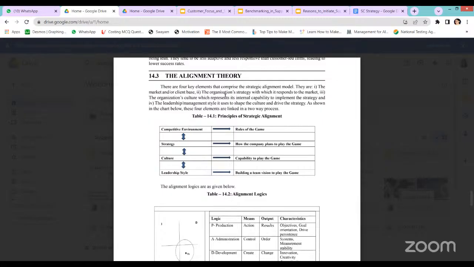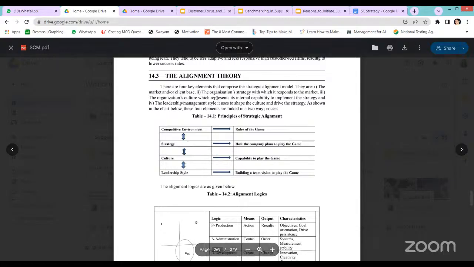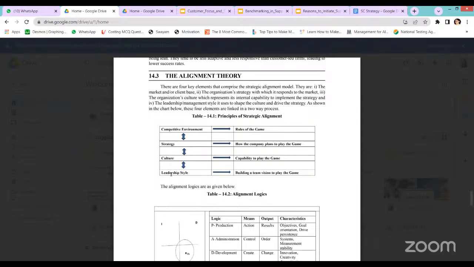Now, alignment theory. This is one of the theories in customer focused supply chain management. The key elements of the company strategic alignment model are the market and client base, the organization strategy with which it responds to the market, and the organization culture that represents the competitive environment, strategy, culture, and leadership. When all these four are linked to each other, then the strategic alignment can be made.